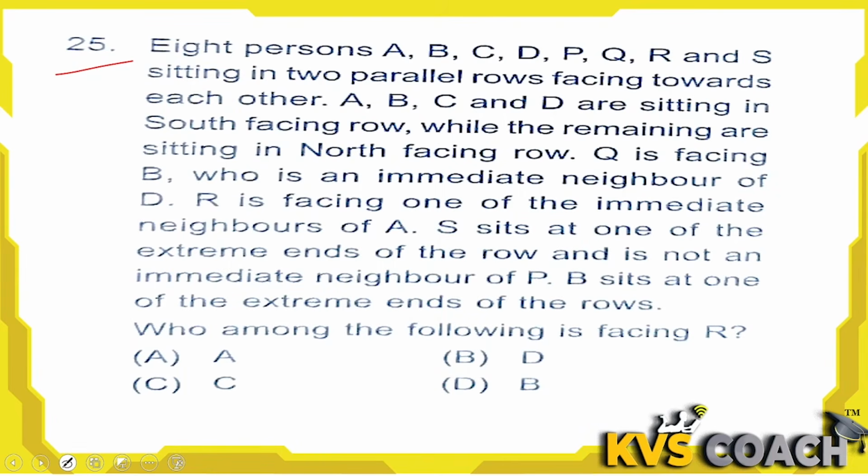Question 25 is 8 persons A, B, C, D, P, Q, R, S sitting in 2 parallel rows facing towards each other. A, B, C, D are sitting in the south facing row while the remaining are sitting in the north facing row. Okay, if you know the directions, then east, west, north and south. A, B, C, D are sitting in the south facing row, and this is the north facing row. So here they are sitting P, Q, R, S.